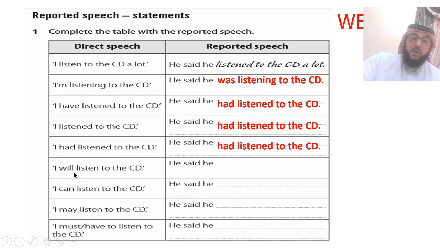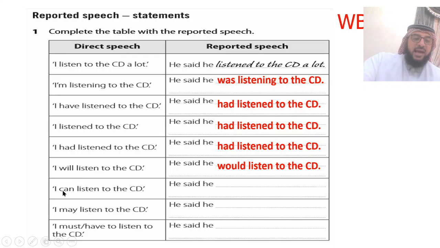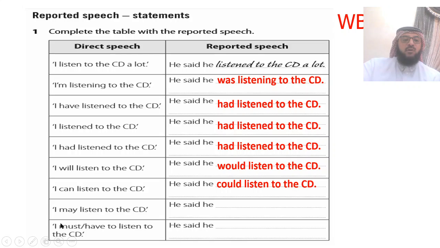Okay. I will listen. He would listen. I can listen. He could listen. Notice that with will and would we still keep listen in the base form, verb 1, because modals need verb 1. I may listen. He said he might listen. I must or have to listen. He said he had to listen. Are you good? Okay.